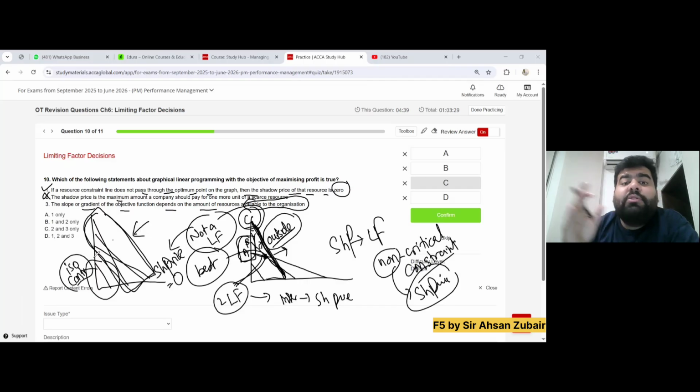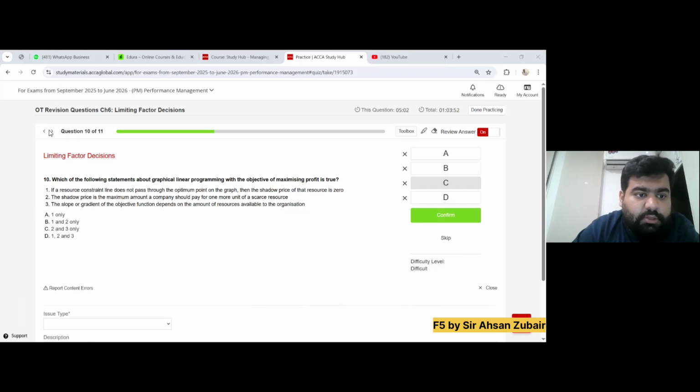So it depends on the contribution per unit, not on the amount of resources available, because iso-contribution doesn't relate to that. The upward lines we made on the graph before drawing the iso-contribution line depend on the amount of resources available to the organization. So the answer will be one only. 2 and 3 are wrong. Okay, let's go to the next question.